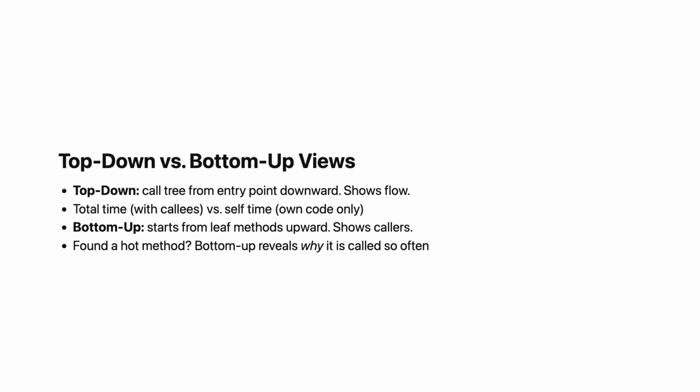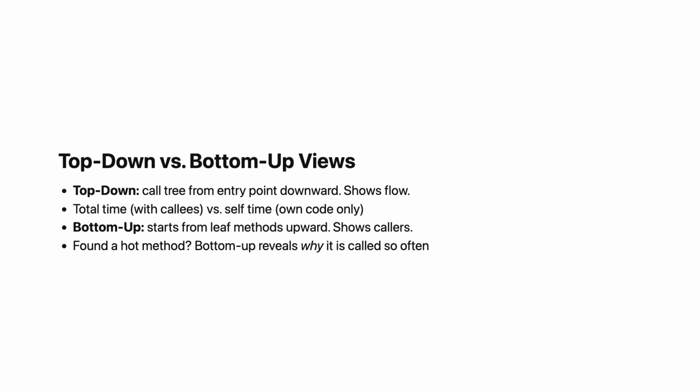The bottom-up view inverts this. It starts from the leaf methods, the ones that actually did the work, and shows you who called them. This is perfect when you find a hot method and want to know why it is being called so many times. Maybe your deserialization method is slow, and bottom-up shows you it is being called from 5 different places. That is how you find the real root cause.